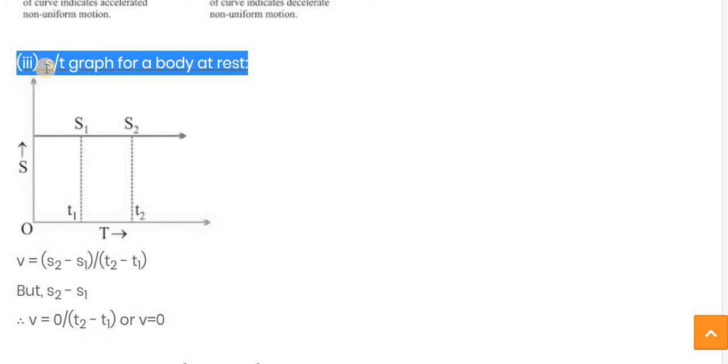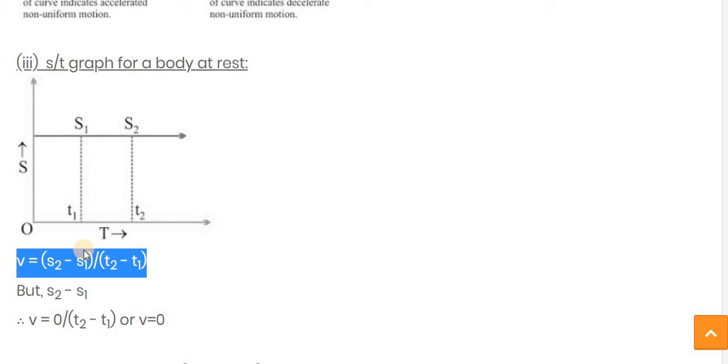Let's see one more time. S by T graph for a body at rest. How can we know that the body is at rest? Because here the distance covered by the body per unit time is 0. There is no movement in the body. In such a case, we get this kind of graph. Here linear means it is parallel to the x-axis, because here no distance is covered by the object during some time.